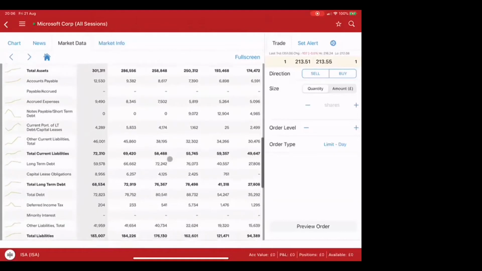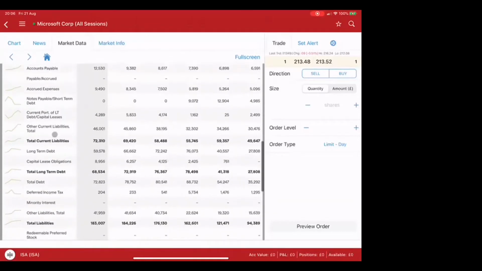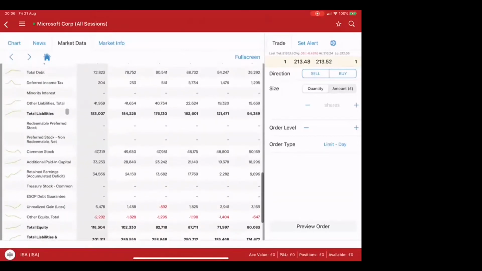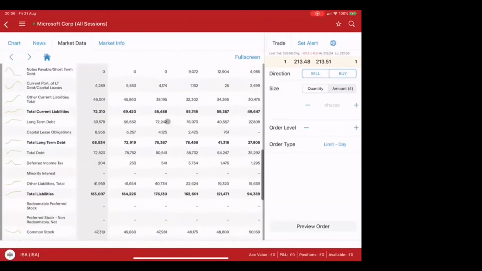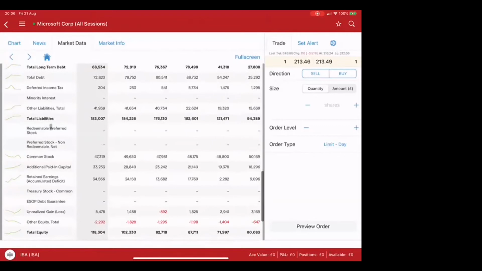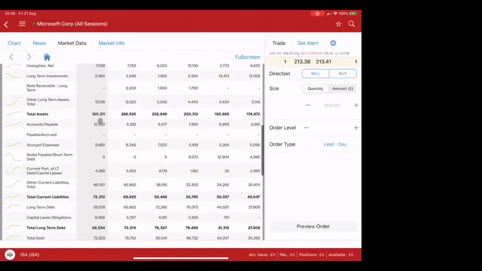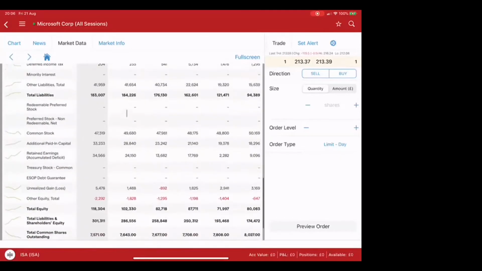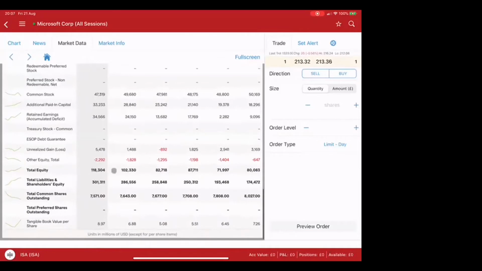Then you want to check their liabilities. You have current liabilities, you have long-term debts, and then what you want to see is the total liabilities. The difference between these two should be positive. Their total assets are 301 and their total liabilities are 108 million. If their liabilities are more, then the accounting is negative. You can see that very clearly in total equity. Their total equity here is 118. That's very clear, so it's positive and it's good.